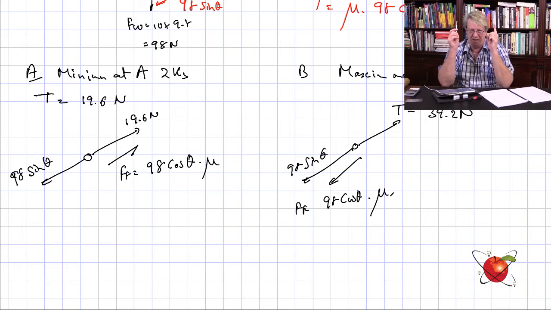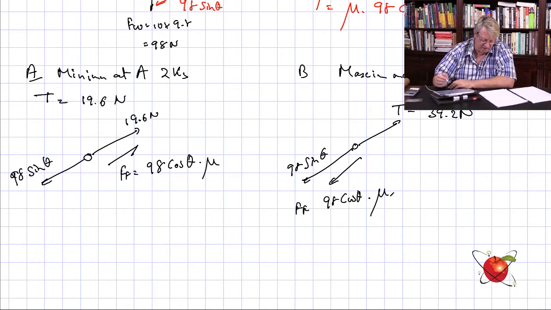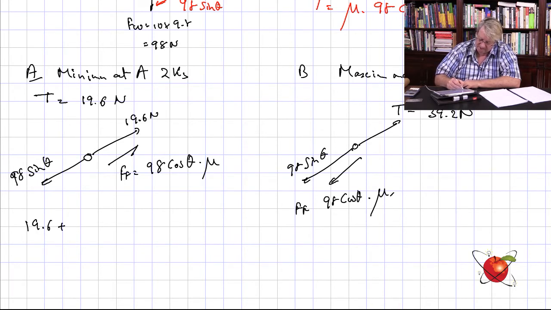Because they've given us two scenarios, we're setting up two simultaneous equations. That's what we're doing with this one. Let's have a look at this and say, therefore, what can we say? The forces parallel to the slope: in scenario A, the upslope must equal the downslope. Therefore, 19.6 plus 98 cos theta times mu must be equal to 98 sin theta, and that's equation 1.